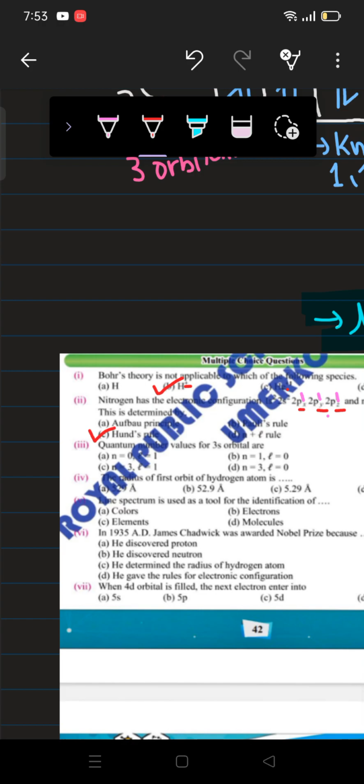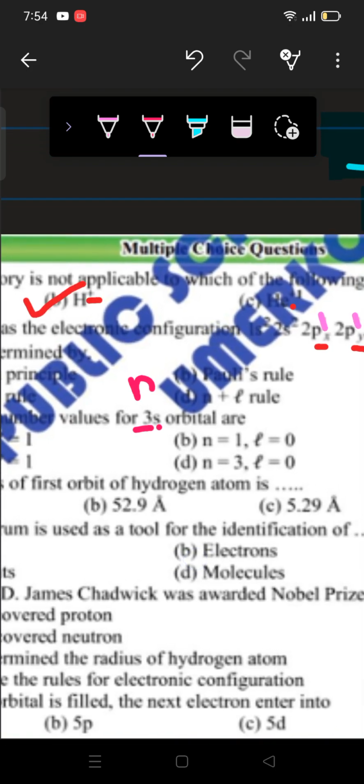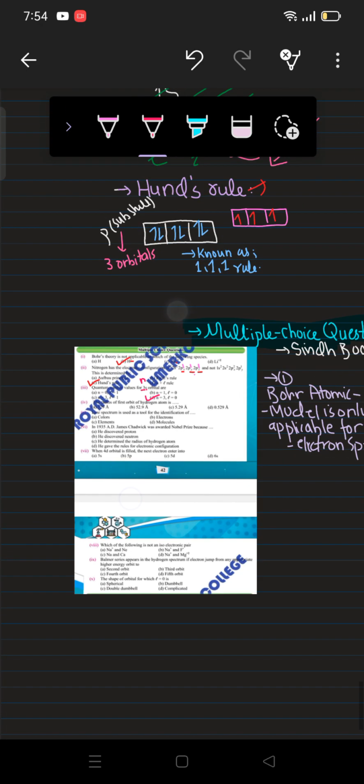Now, the quantum number values for the 3s orbital. We know that the 3 is for n, the shell number, and the s is for the subshell, which we discussed under the azimuthal quantum number, represented by l. So n is equal to 3, and l is equal to 0, because for the s subshell the azimuthal quantum number is 0. So the correct option is D: n equals 3 and l equals 0.